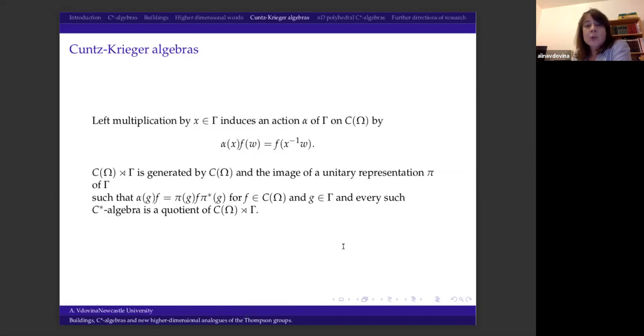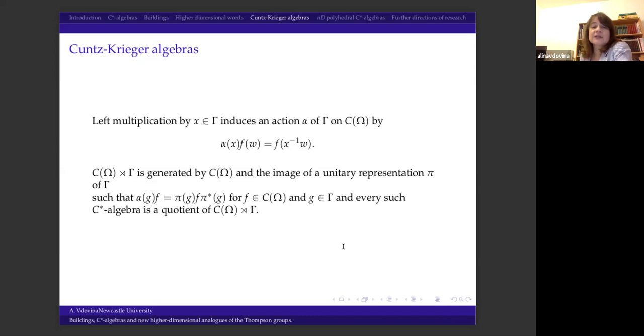But then what we do, we define something which is called a cross product algebra. And here we have a little bit of baby representation theory and operator theory. So what is C of omega? It's continuous functions on the boundary.